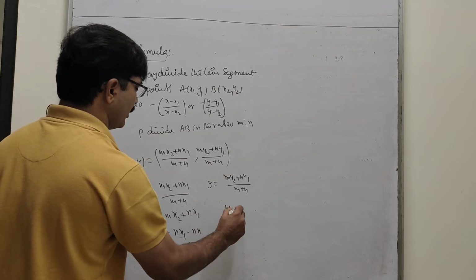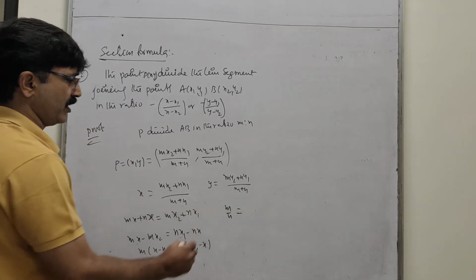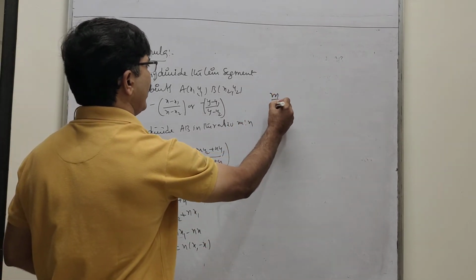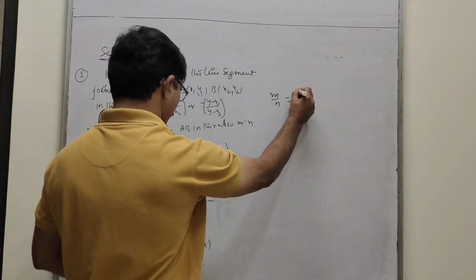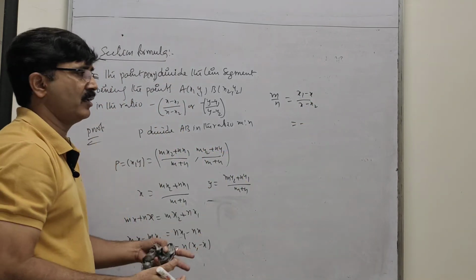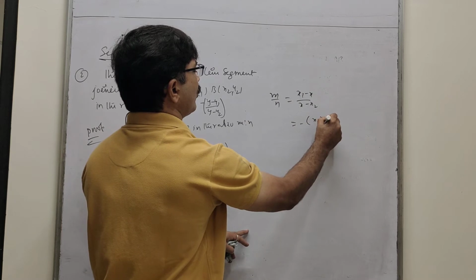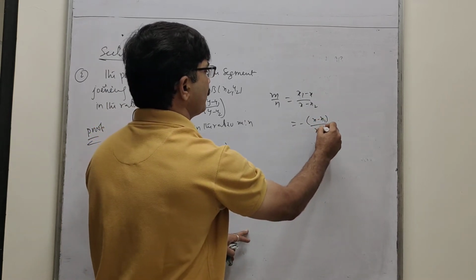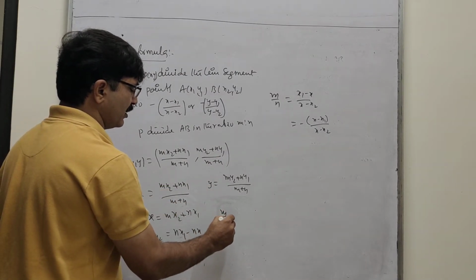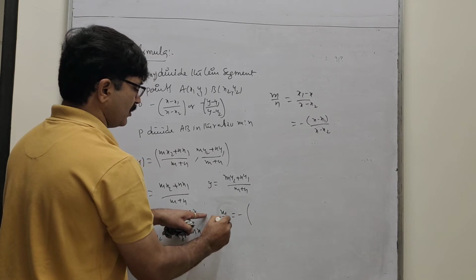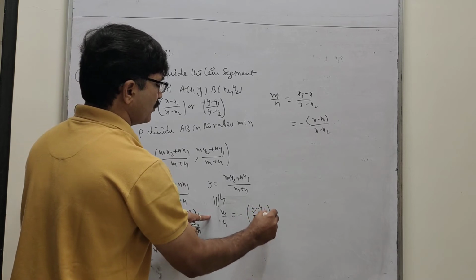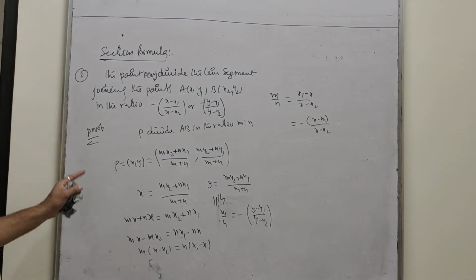We want to find the ratio m by n. So m by n is equal to, and you take y also, the same thing you will get here, no problem. m by n is equal to (x1 minus x) by (x minus x2). For better understanding, I have taken minus common, so that I got (x minus x1) by (x minus x2). In the same way, you will get m by n equal to (y minus y1) by (y minus y2). This is one.